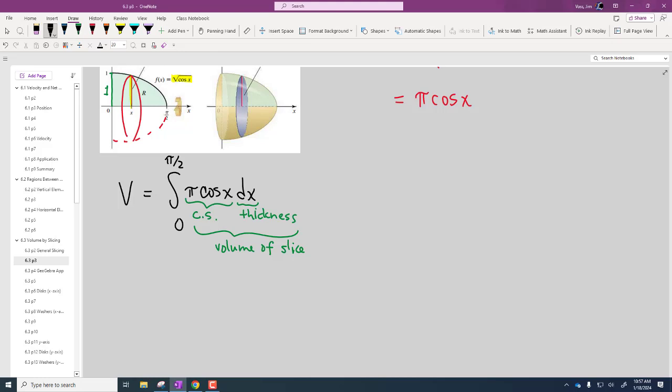And then this is a pretty easy integral. The pi can factor right to the front. Constants factor through integrals and derivatives. And then the antiderivative for cosine is sine. So we're going to have pi sine of x on the interval from 0 to pi over 2. And we end up with pi. Sine of pi over 2 is 1. Sine of 0 is 0.